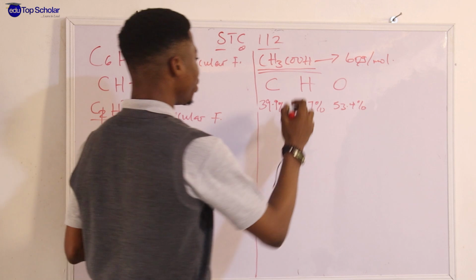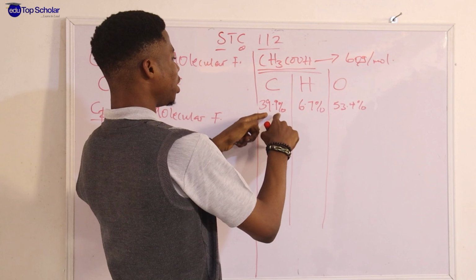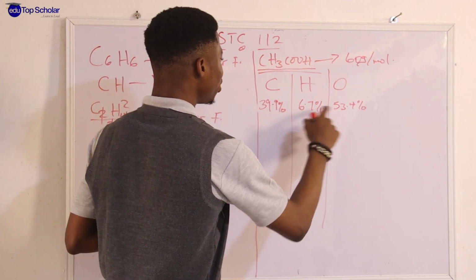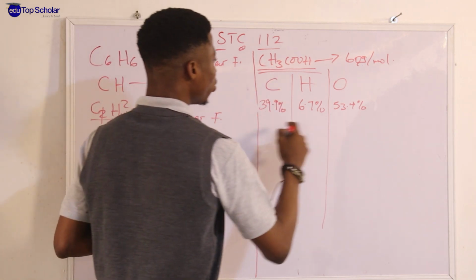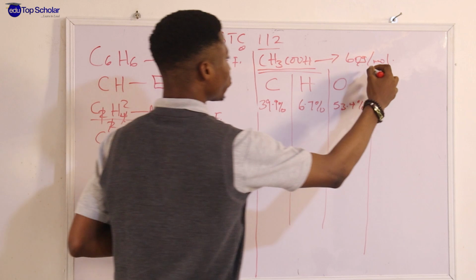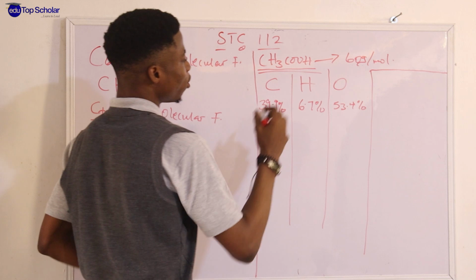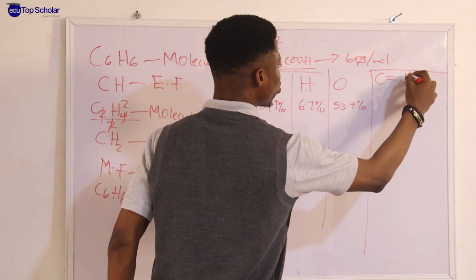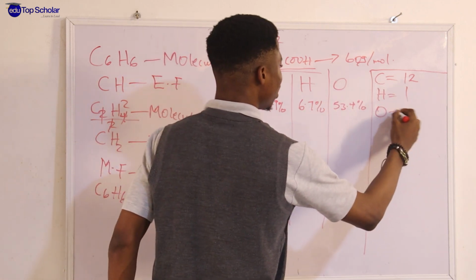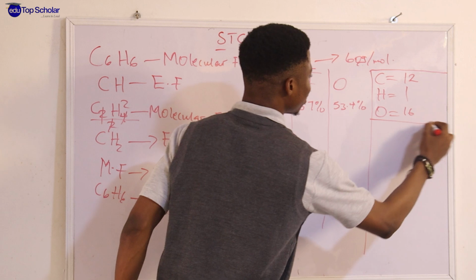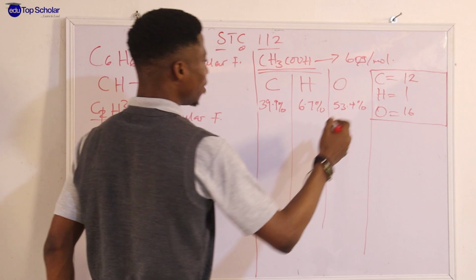Now, to determine the empirical formula, you can use a table for simplicity. We have been given the percentage composition of each of these atoms in ethanoic acid. Now, we were not given the molar mass of each atom. Let's check. The molar mass of carbon is 12. The molar mass of hydrogen is 1. And the molar mass of oxygen is 16. These are constants that you should know. You will not be given them as a first year student of any institution. You should know them right from secondary school.